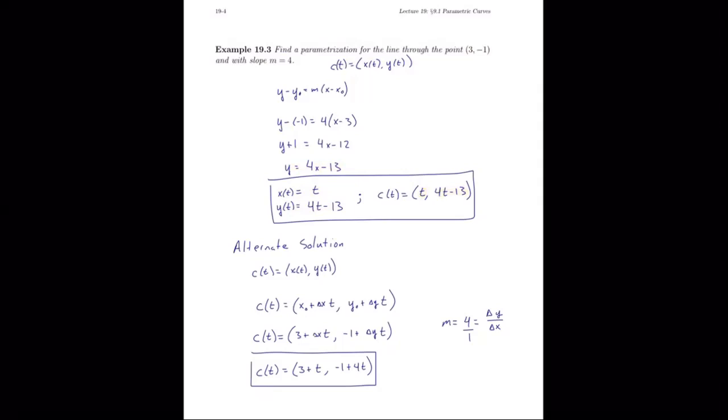One thing we should add to this is the domain, the values of t on which this is valid. Well, since it's a line going infinitely in either direction, we should go from -infinity to infinity.